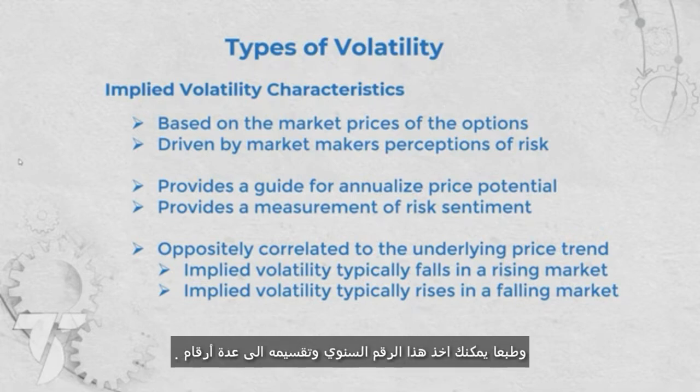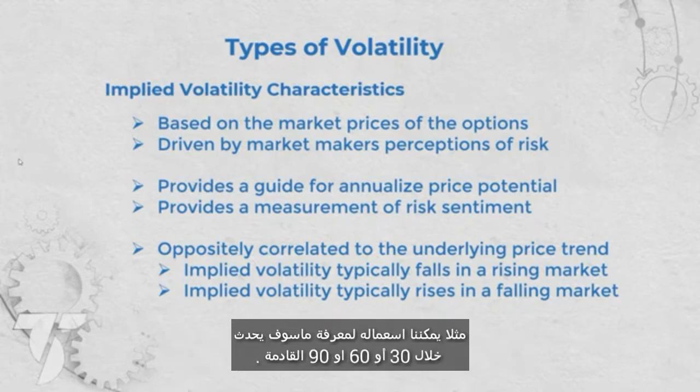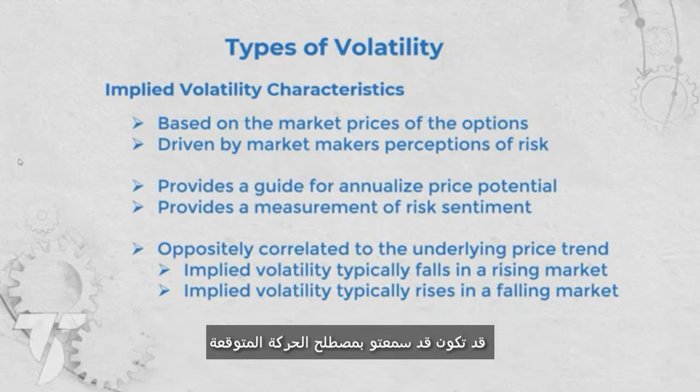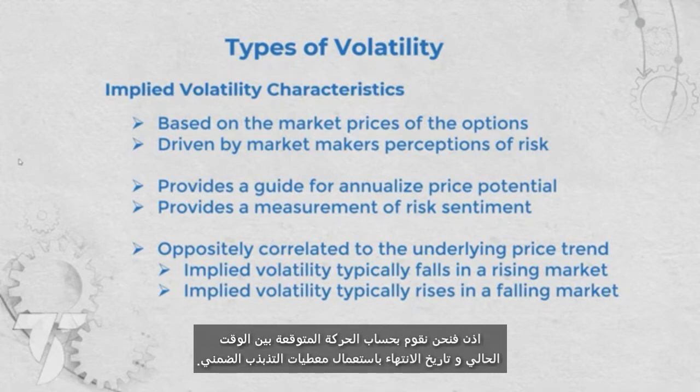And of course, you can take that annualized number and slice it down into smaller slices. If I have an annualized number for volatility, I can ask what the price potential is for 30 days or 60 days or 90 days using that number. So we can do some math with that number and project a number of different price ranges for an underlying asset based on implied volatility over some period of days. You may have heard of the term expected move. We calculate an expected move between now and expiration, and that's based on that implied volatility number.